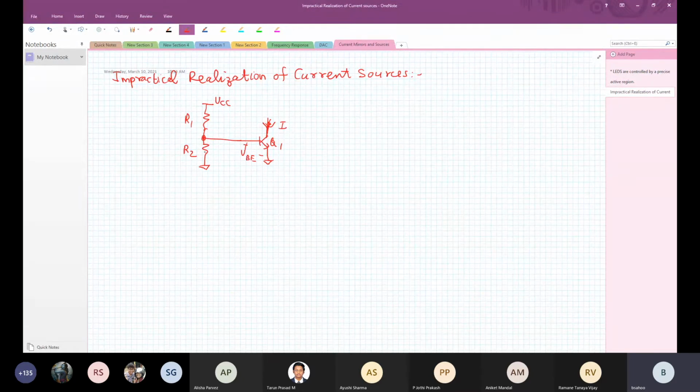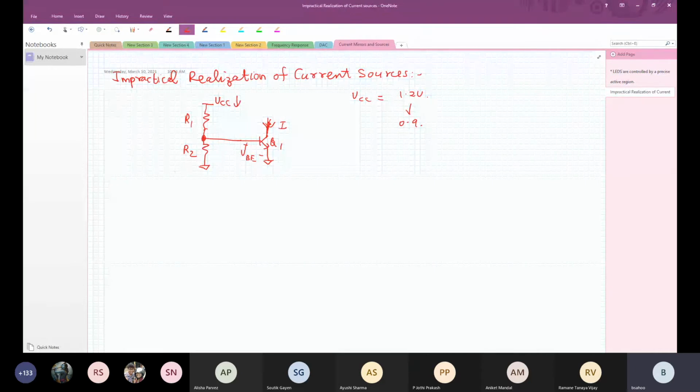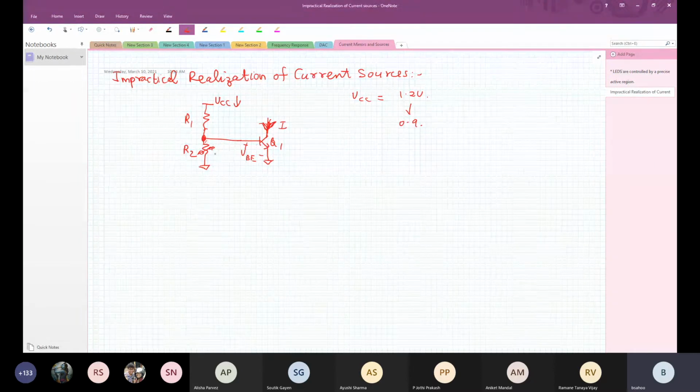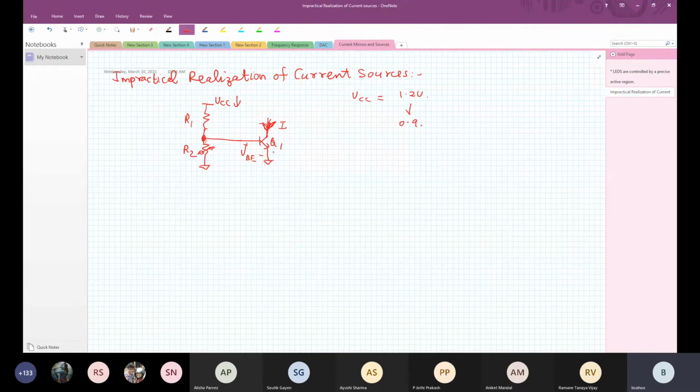It is because VCC can change, which happens, for example, when you take your Bluetooth mouse and put the battery in. When you have the battery, it is 1.2 volts, VCC equal to 1.2 volts. And after 2 months, this will drop down to 0.9 volts. If this drops down, then this voltage is going to change, and if this voltage changes, this current is going to change. So therefore, this is not a practical current source. Similarly, if I build millions of these, R1 and R2 will have tolerances. You have studied that. These tolerances will affect the current, so they won't be precise current sources.